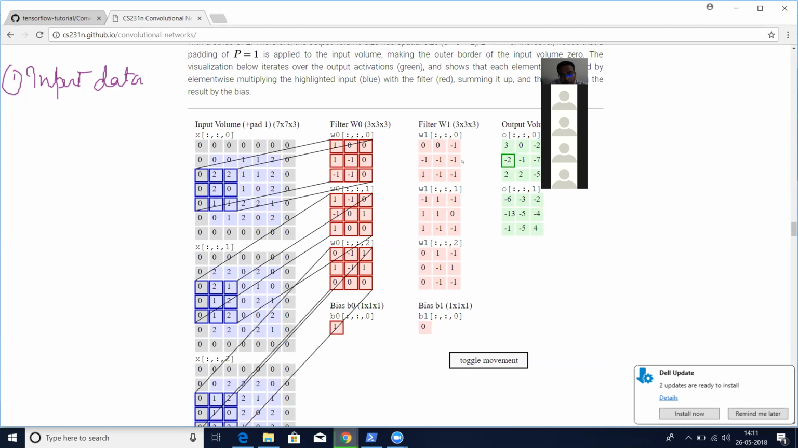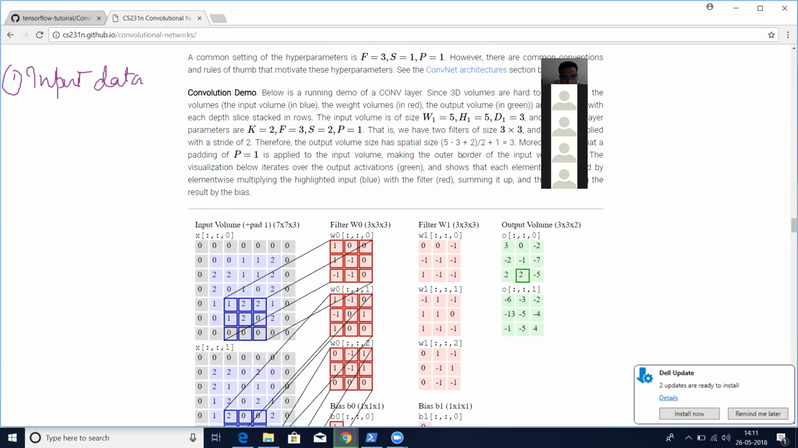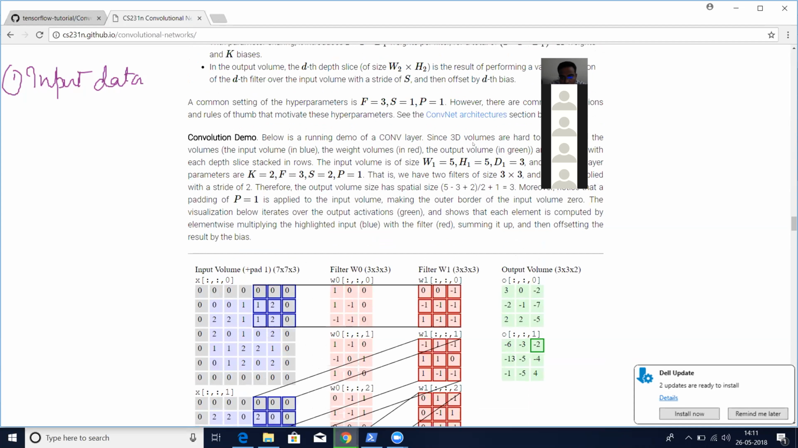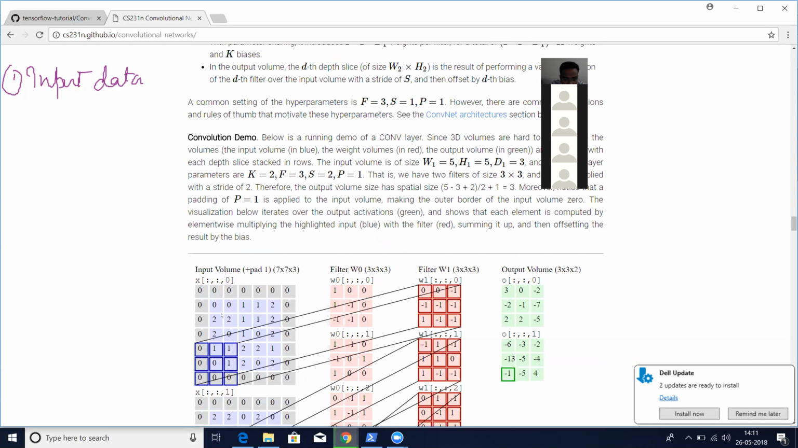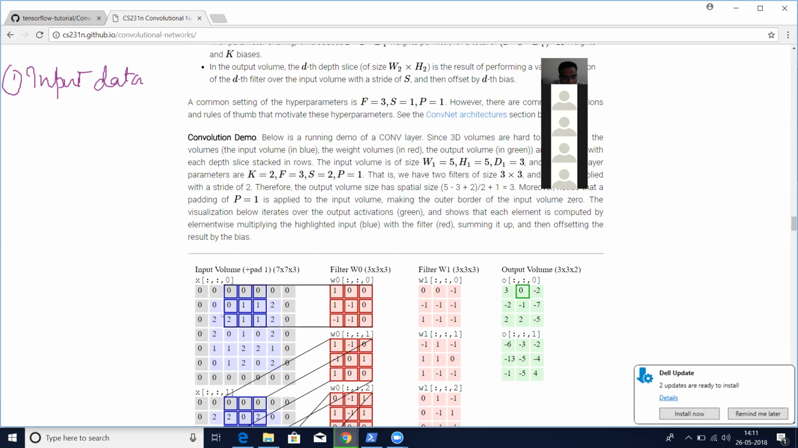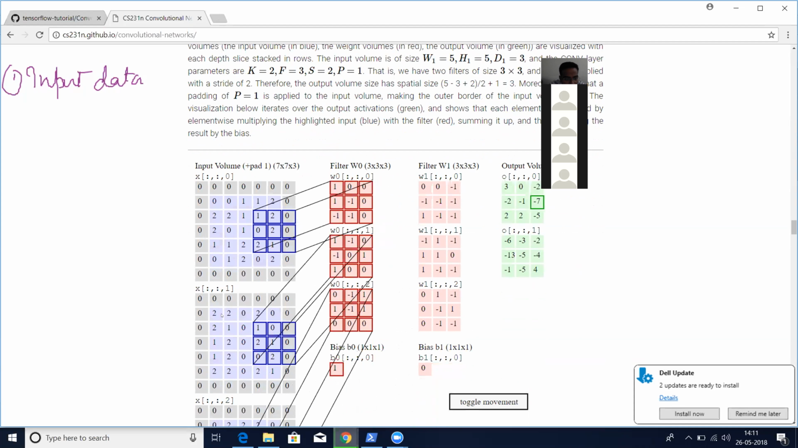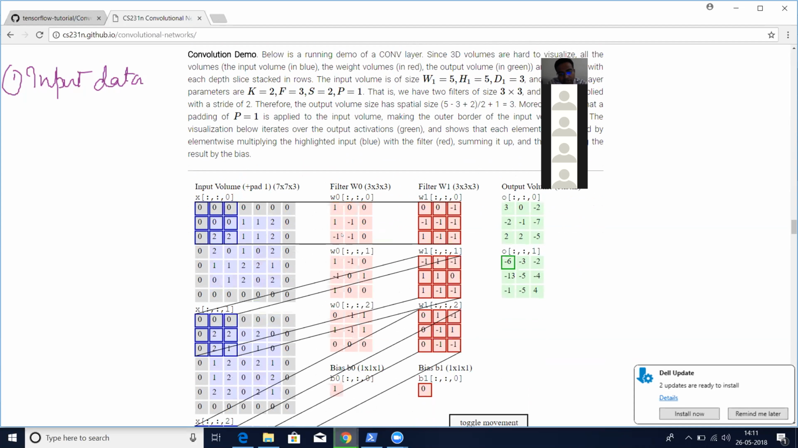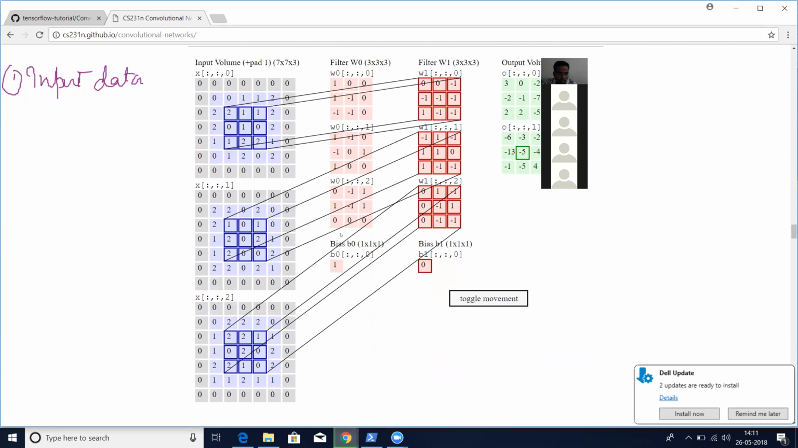Okay, so what is this? Width is width and height is 5 cross 5. Why is it 5 cross 5? 7 cross 7. Okay, it is 7 cross 3 and 7 cross 3. And what you have here is, okay, this is the entire data.